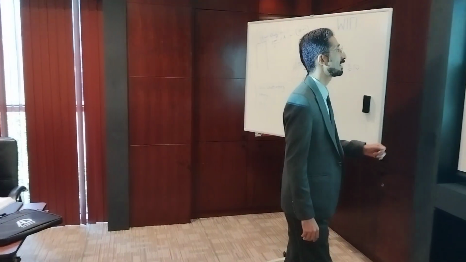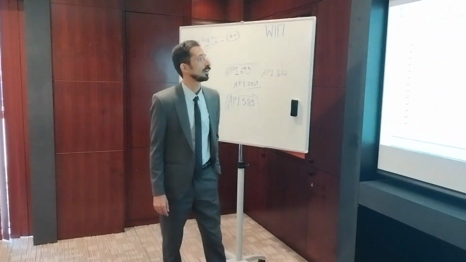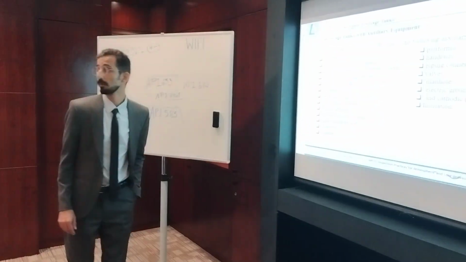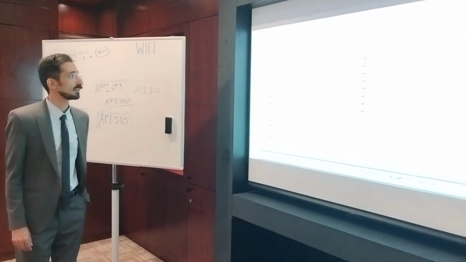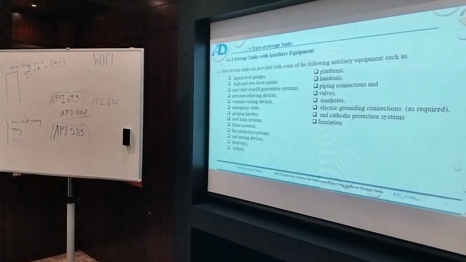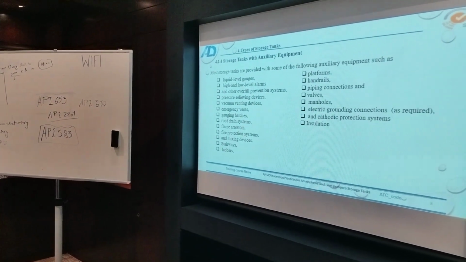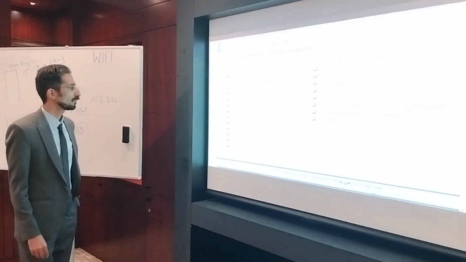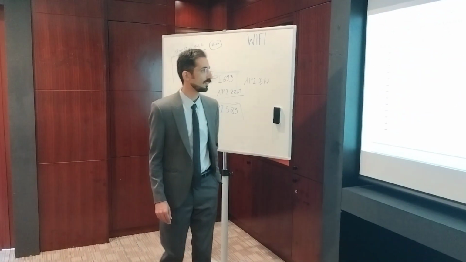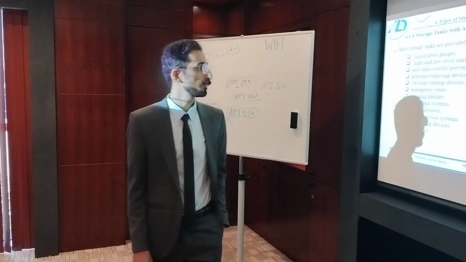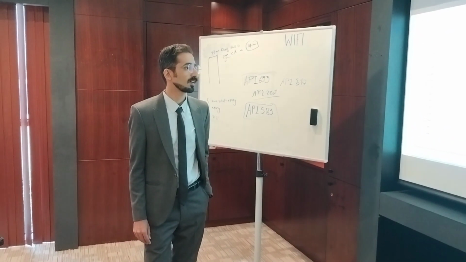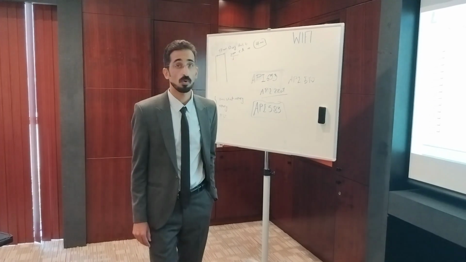For example: liquid level gauge, high and low level gauge alarms, other overfill prevention systems, pressure relieving systems, that's your work, sir, about the PSV and PRV. Vacuum venting devices, emergency vents, gauging hatch, roof drain system, flame arrestor, fire protection, and mixing device, stairways, ladders, platforms, handrails, piping connections, and valves. They also contain manholes, electrical grounding connections, cathodic protection system, or insulation.